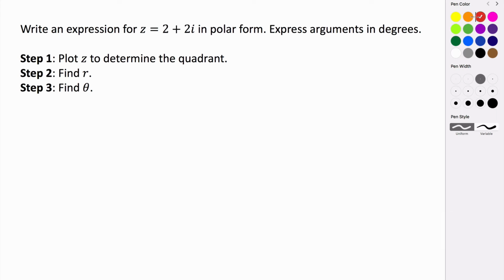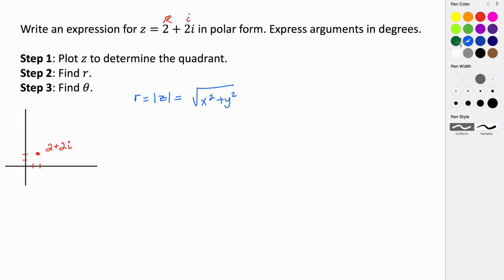Remember, this is the real component, and this is the imaginary component. So on our coordinate plane, we have a real component of 2, so we go out 1, 2, and then we have an imaginary component of a positive 2, 1, 2. So this point here is 2 plus 2i. Next, it asks us to find r. If you remember, we said that r was just equal to the magnitude of z, and that was found by taking the square root of x squared plus y squared.